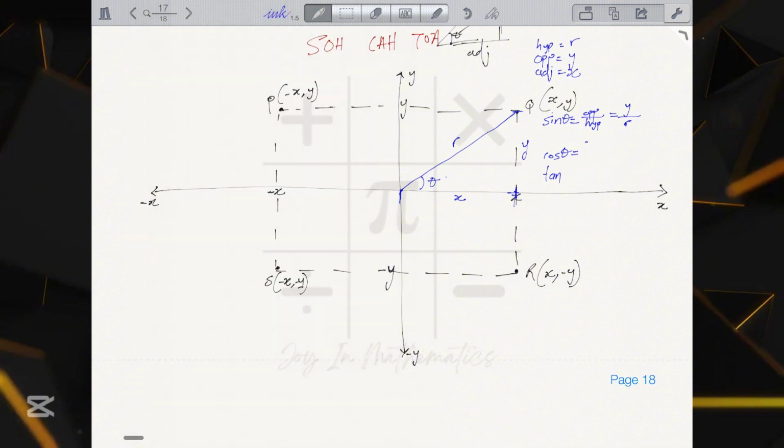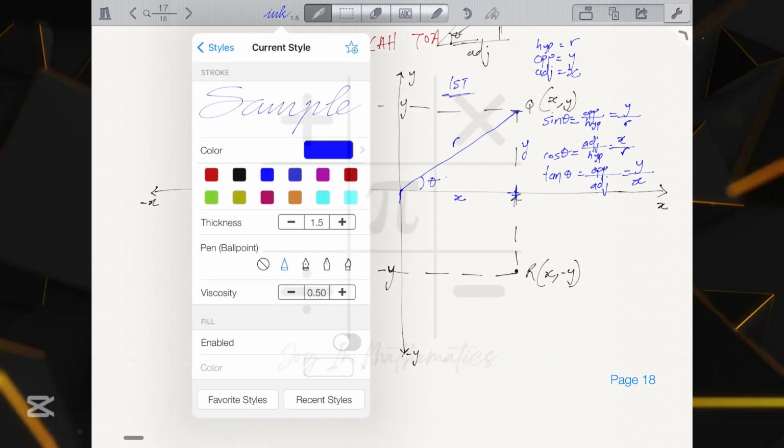Cos, which is adjacent over hypotenuse, the adjacent in this case is what? X. The hypotenuse is r. Tan theta is opposite over adjacent. The opposite is what? Y. And the adjacent is x. This is for the first quadrant. Let's move on now and let's deal with the second quadrant.